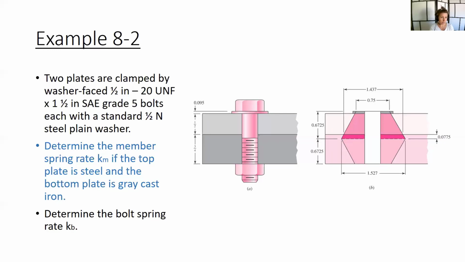So here we go. Two plates are clamped by washer-faced 1/2 inch 20 UNF by 1.5 inch SAE grade 5 bolts. It's kind of a mouthful. Each with the standard 1/2 N steel plain washer. So here's our washer sitting right underneath the head of the bolt. And in this example, we're just going to determine the spring rates of the material and the spring rates of the bolt. So determine the member spring rate Km if the top plate is steel and the bottom plate is gray cast iron, and determine the bolt spring rate Kb.